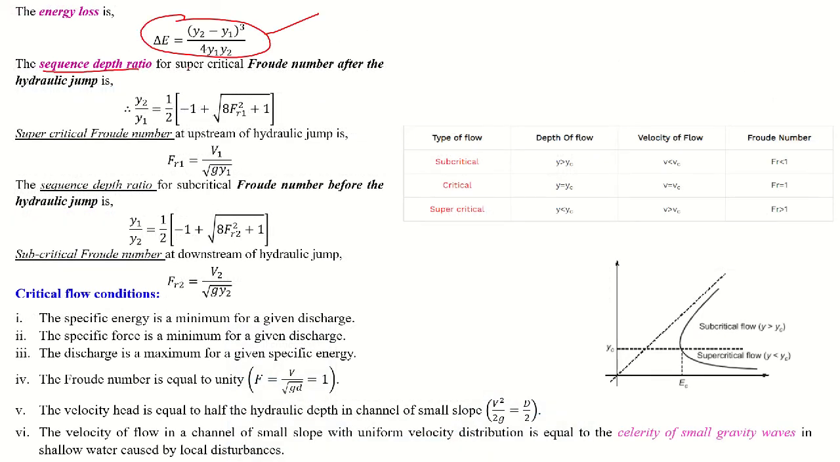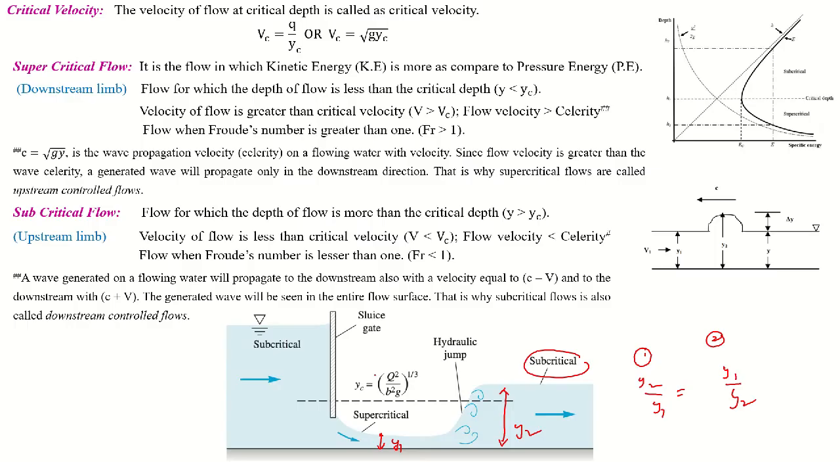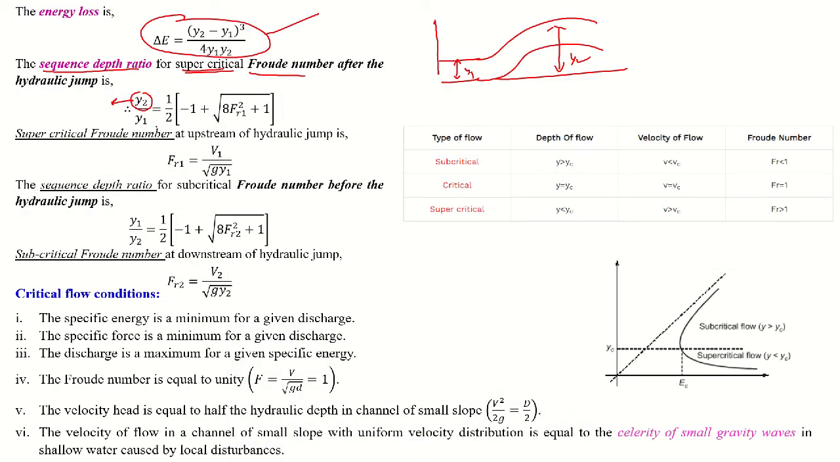The sequent depth ratio for a supercritical Froude number after the hydraulic jump. Here y2 is upside, meaning the depth after the hydraulic jump. So y2 means this one. Here it is subcritical by supercritical. Same thing written here, y2 by y1. This is equation: half into minus 1 plus root of 8 Froude number square plus 1. In this condition, the supercritical Froude number, FR, can be written in this equation.